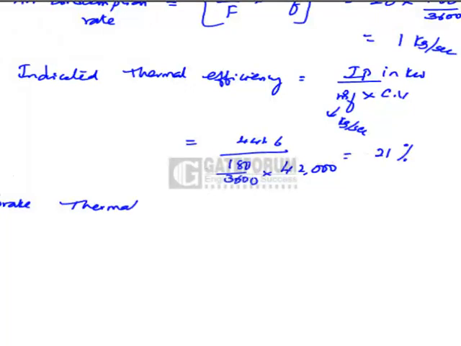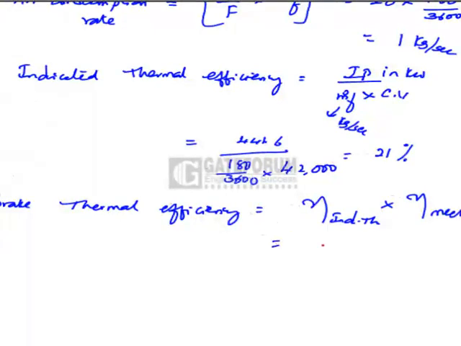Brake thermal efficiency is equal to indicated thermal efficiency into mechanical efficiency, which comes to 0.21, that is indicated thermal efficiency, into 0.833. It comes to 0.175 or 17.5% of brake thermal efficiency.